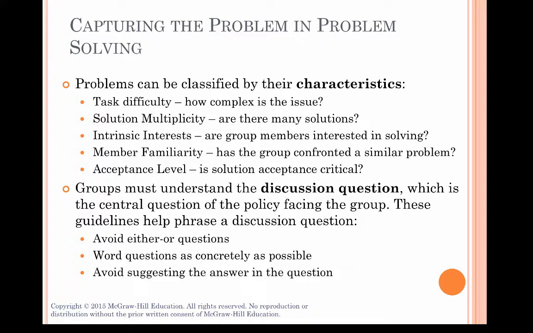Solution multiplicity. Are there many potential solutions? Or is there probably only one correct answer? For your topic, there may be many good solutions, but you might have to determine that one or maybe two have the best chance of solving the problem.